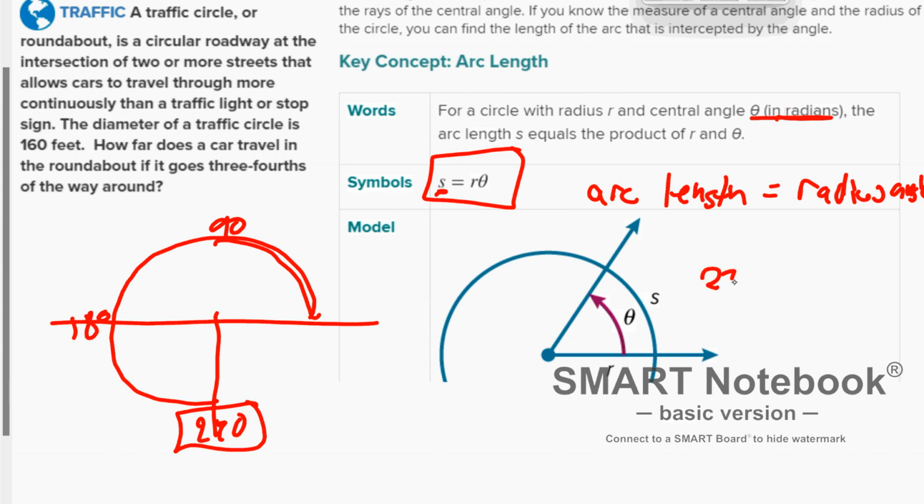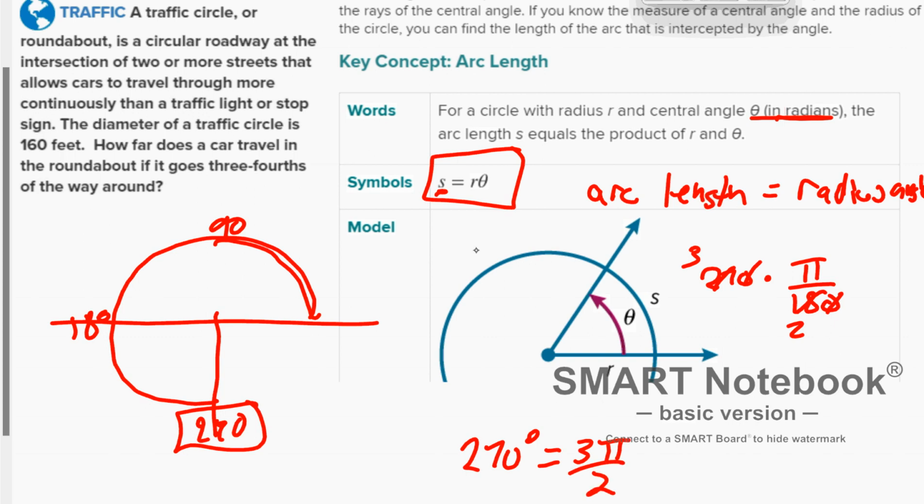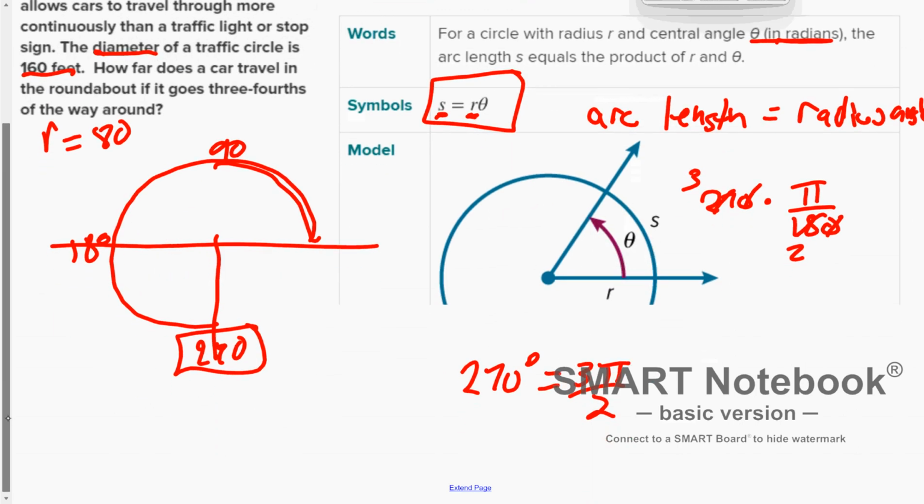So 270, I got to times that by pi over 180. Well, the zeros can cancel, so I get 27 over 18, which both go into 9, 3 times and 2 times. So 270 degrees equals 3 pi halves. Okay, so there's my angle. So I want to multiply by my radius. Well, they say the diameter is 160, so that means my radius would equal 80. So I'm going to take 80 and multiply that by 3 pi over 2.